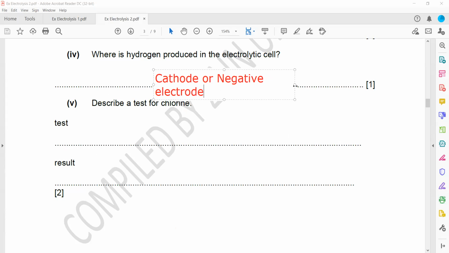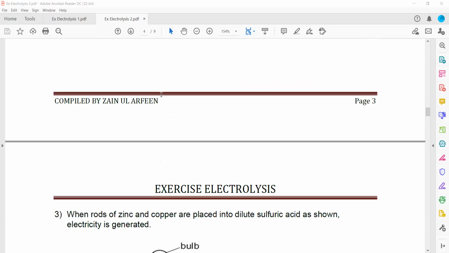Describe a test for chlorine. The test for gases we will discuss at the end, next week when we complete this topic, so we'll skip this part.